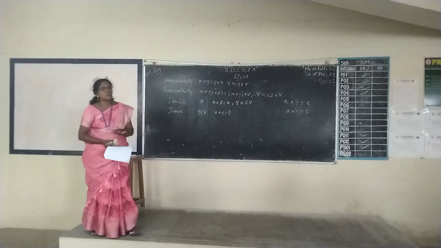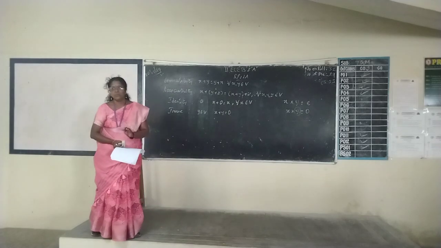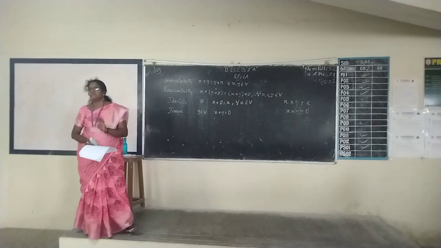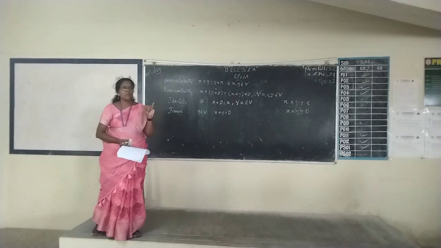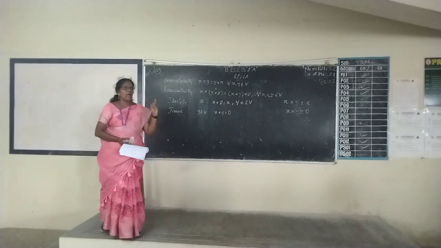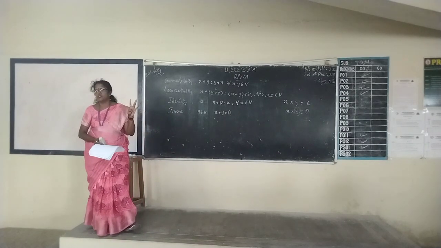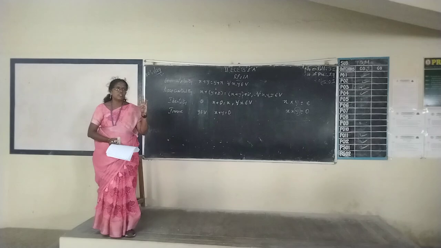So these are the conditions that should be satisfied under addition alone. How many conditions? 4. What are they? Commutativity, associativity, identity should exist, and inverse also should exist. 4 conditions under addition alone.